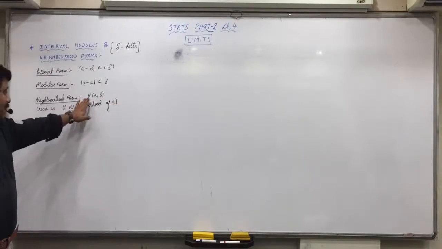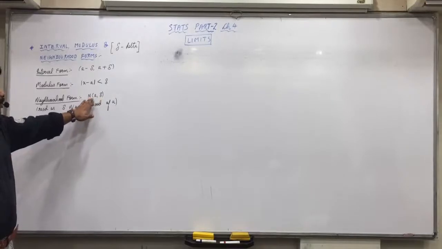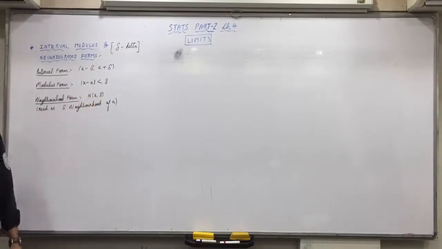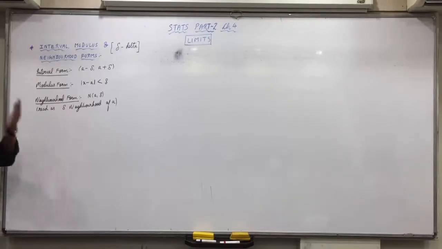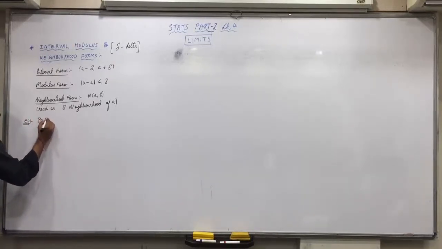You write it as N(A, delta), but you read it as delta neighborhood of A. Now, what is this? I'll explain with an example which we have already done in chapter 3. This chapter starts on page 140. Look at page 139.